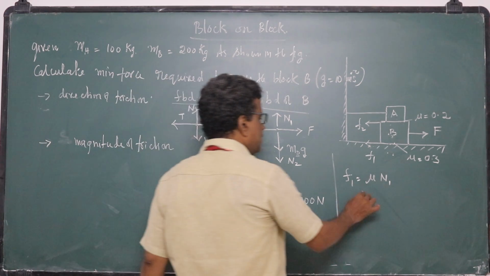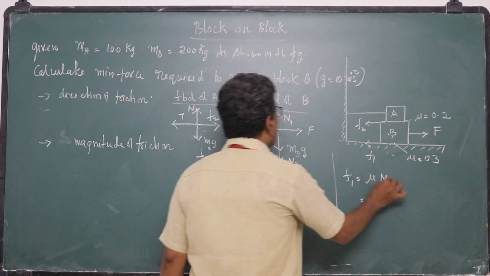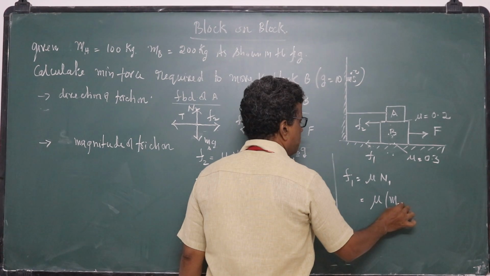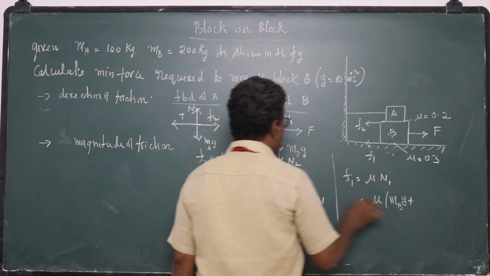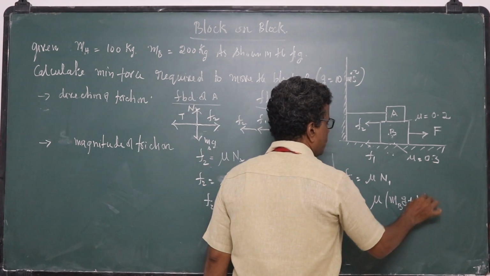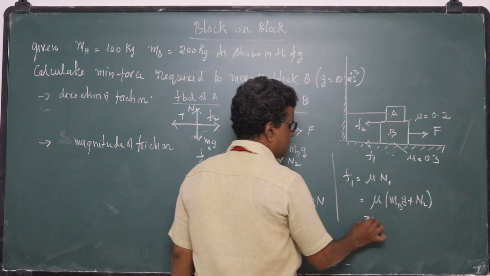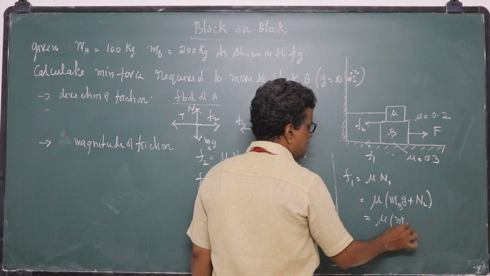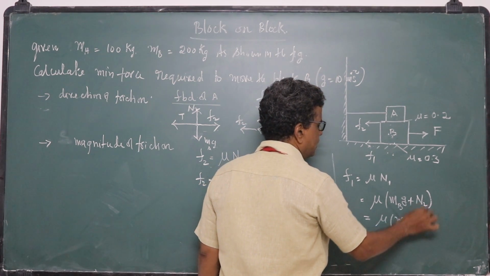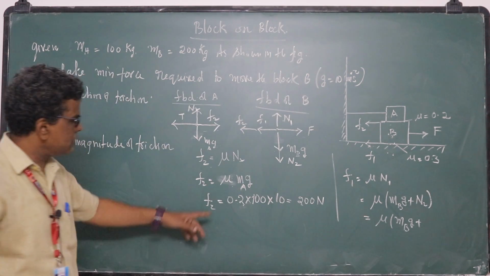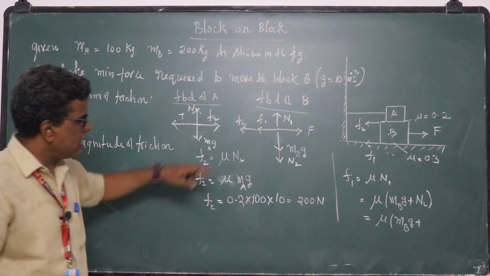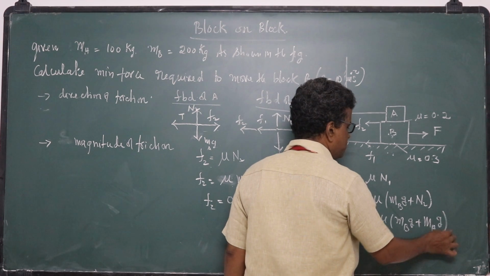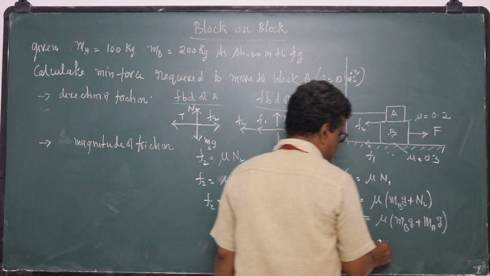So what will you get? Mu into N1 becomes mu into mass of B into G plus N2. What is N2? N2 is mass of A into G. So you take common G.